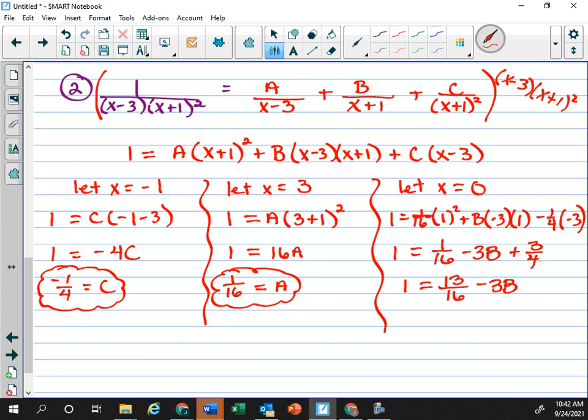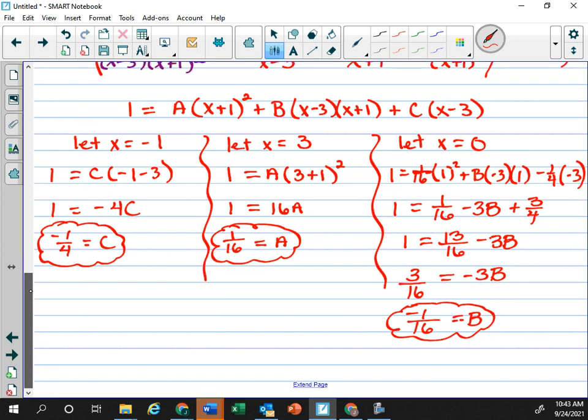I said it, didn't I? Sorry. Never mind. Okay, 3/16, and that equals -3b. Yes, -1/16 is your b value. Whew. They aren't all that messy, okay? But that one was. So we have A, B, and C.